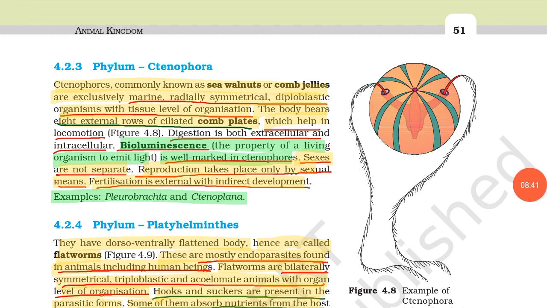Sexes are not separate; they are hermaphrodite. Reproduction takes place only by sexual means, and fertilization is external with indirect development. The examples are Pleurobrachia and Ctenoplana.